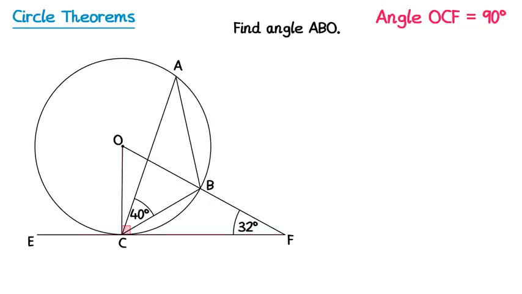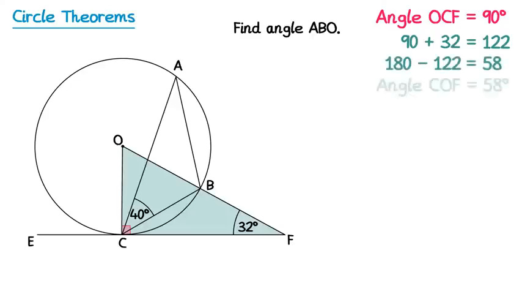Now we're going to look at the whole triangle OCF, this one here. We have two of the angles in this triangle, we have the 32 degrees and the 90 degrees, so we can find the missing one. If we add together 90 and 32, you get 122, and if you subtract this from 180, you find the missing angle is 58 degrees. So we can write that angle COF equals 58 degrees, and label this onto the diagram.